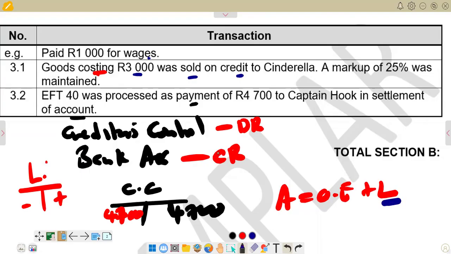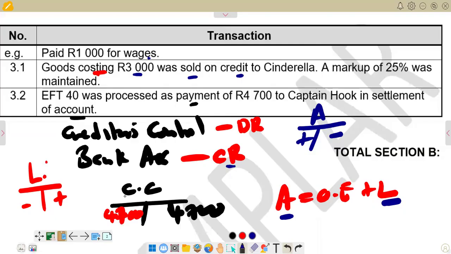And the other account that is being affected is bank, and bank is being credited. We know that bank is an asset account, and all asset accounts, when they are credited, it's a negative, but when we are debiting, it's a positive. In this case we are crediting, so it's supposed to be a negative. So this transaction is affecting our liabilities and our assets. So we are just going to go to our answer section.